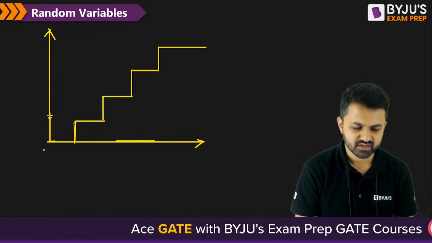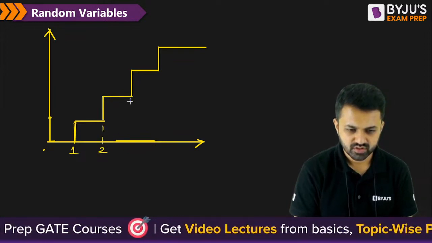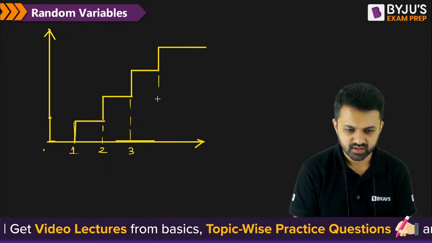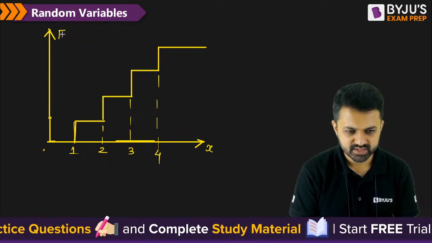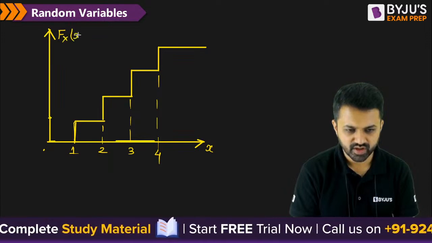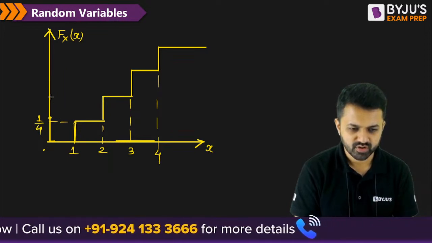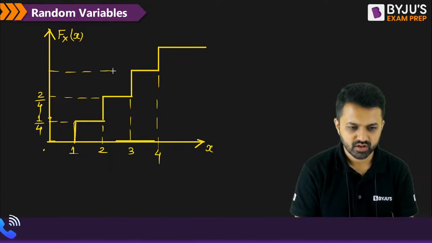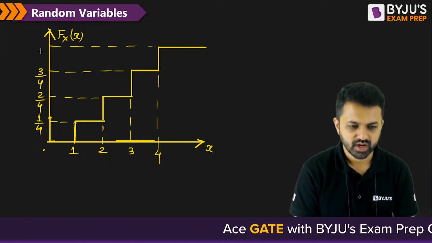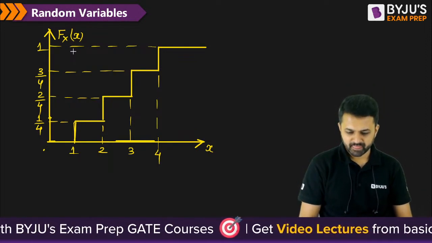These are the values 1, 2, 3, 4. This is x and this is F of x. So it is 1 by 4, it is 2 by 4, it is 3 by 4, and it is 1. Is it clear? Is this diagram clear?